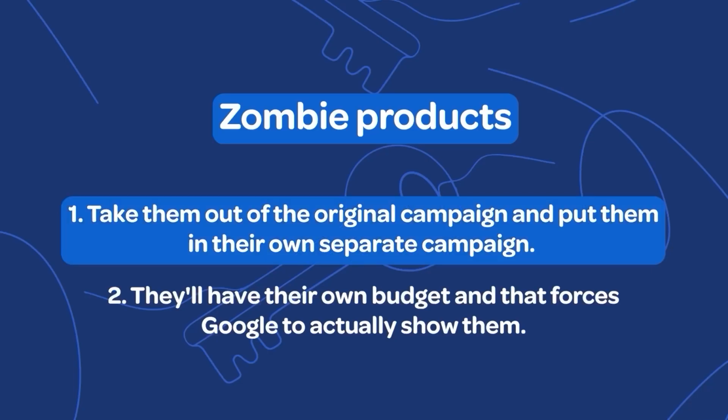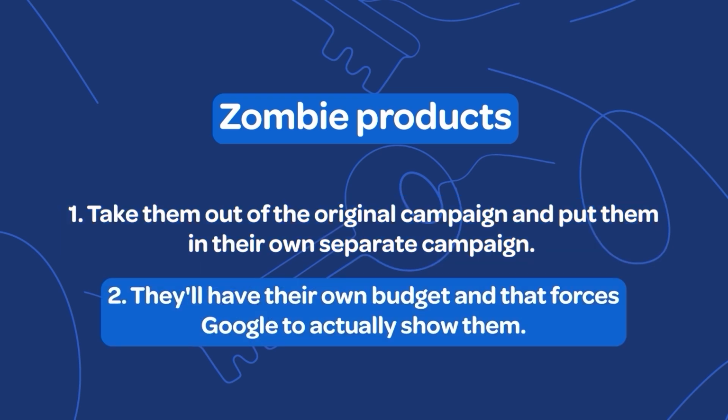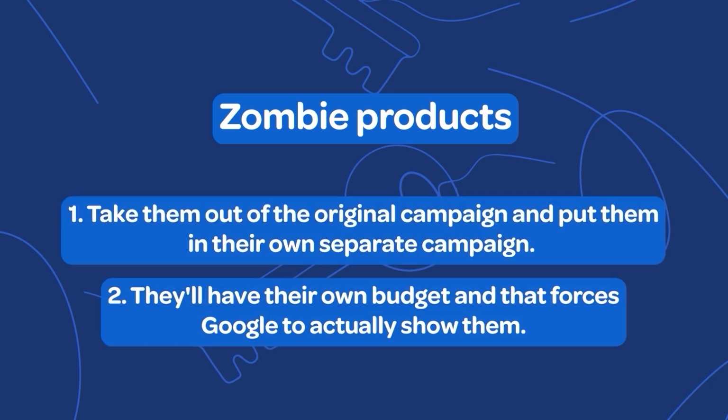What you do is you take them out of the original campaign and put them into their own separate campaign. They'll have their own budget that forces Google to actually show them. We've done this exact strategy for so many client accounts, store owners who are about to exclude these products completely, and we've seen them get really good results. Not the same as your best sellers, but extra revenue that just wasn't there before.